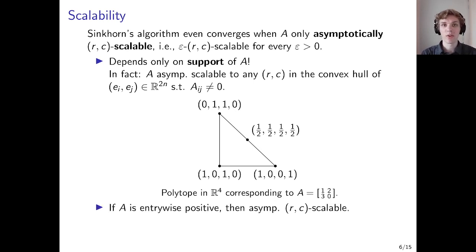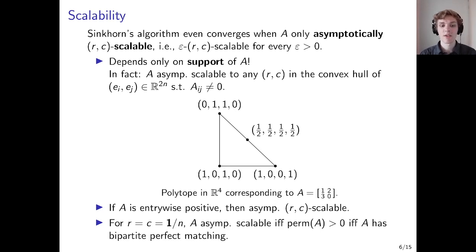From this condition you can also prove that if A is entrywise positive, then it's going to be asymptotically RC scalable, no matter what R, C is. And last, as a nice connection, if R and C are the uniform marginals, or the uniform distributions on n, then A is asymptotically scalable to these R and C if and only if its permanent is larger than 0, which is true if and only if A is the weighted adjacency graph of a bipartite graph which has a bipartite perfect matching.